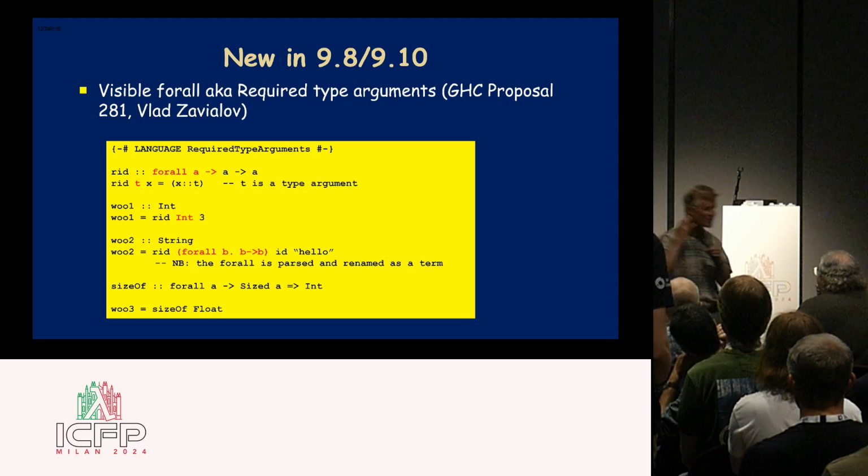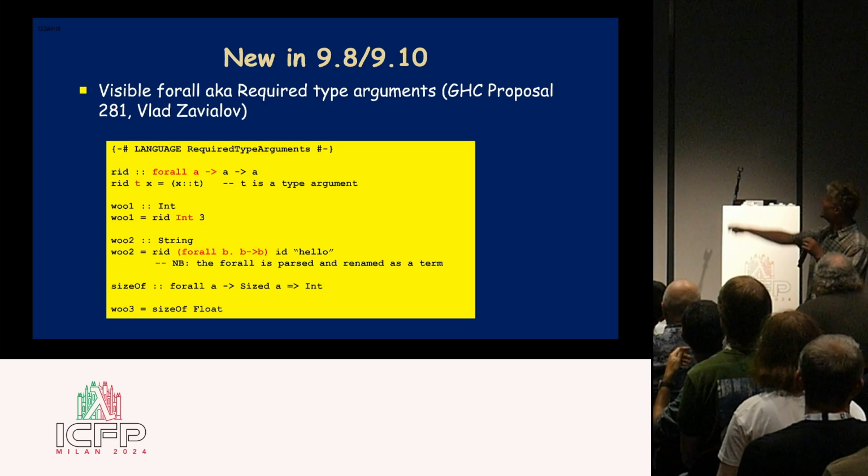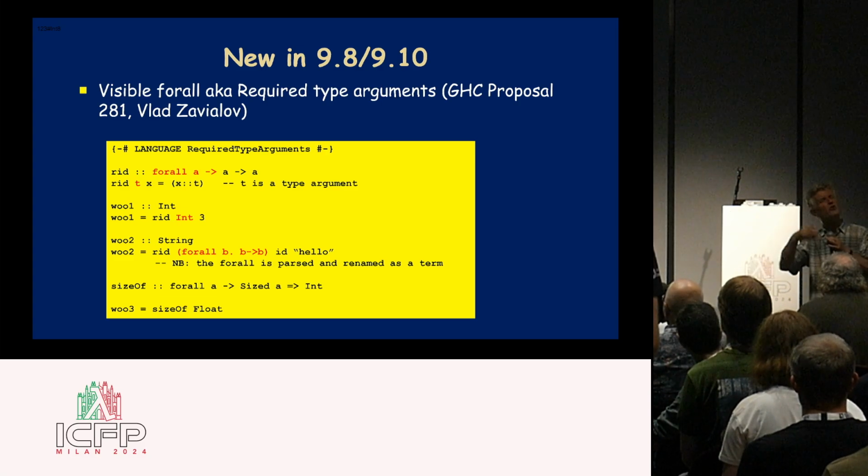And later on, when the type checker gets to it, it says, I know the type of RID. This is really a forall. So this first argument must be a type. And it walks over it and checks that it doesn't contain case expressions or something.